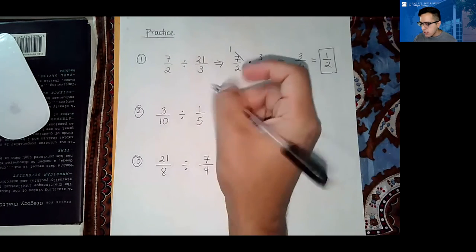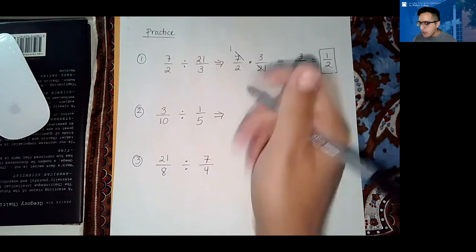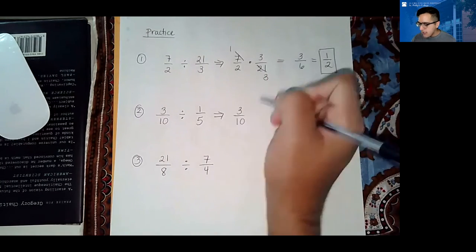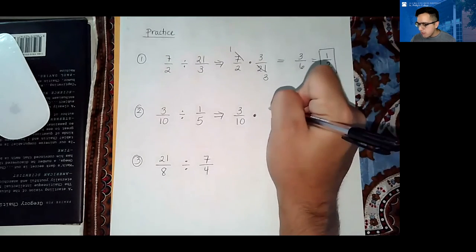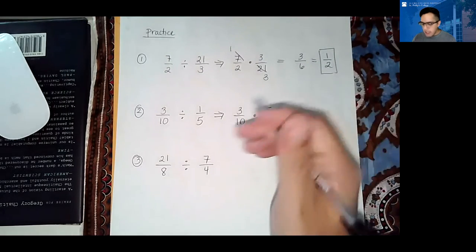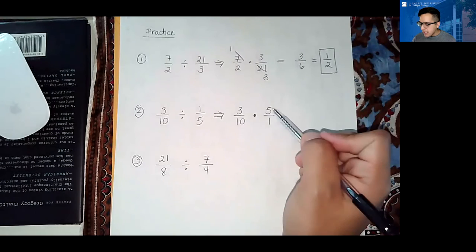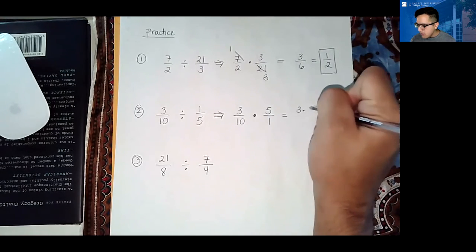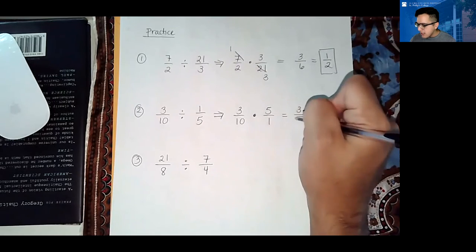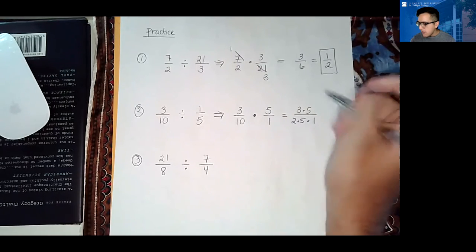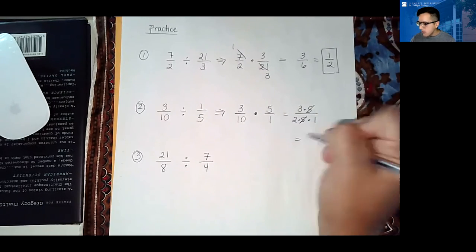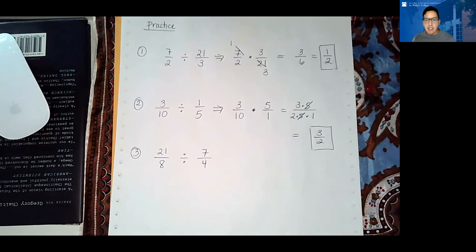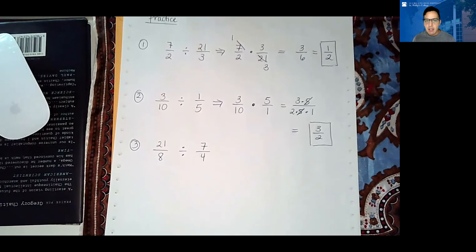Let's just run through these next couple. If we do the keep, switch, flip process here, we're going to keep 3/10. We're going to switch to multiplication, do 5/1. And then in my head, I'm going to simplify because I see that the 5 and the 10 will divide out. So what you might do is call this 3 times 5 on top, break this 10 into 2 times 5 times 1, and then we can cancel out the 5s. So what I should get is 3/2 for that second division problem.